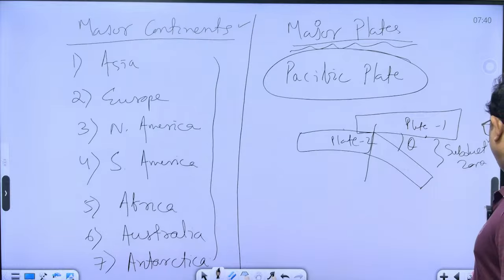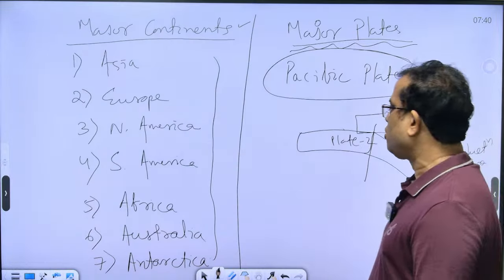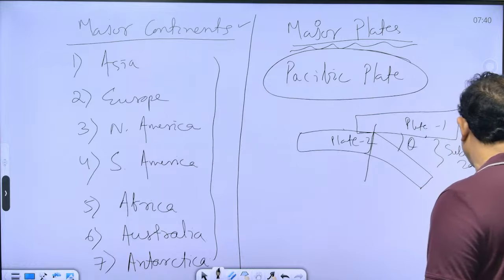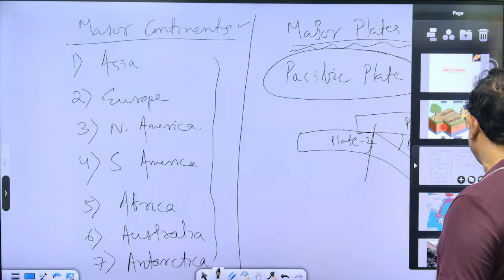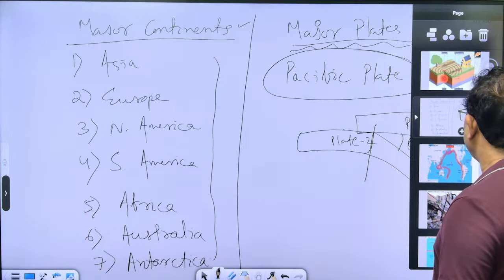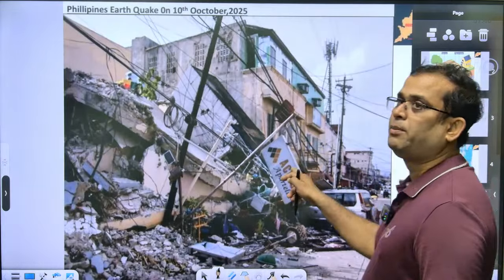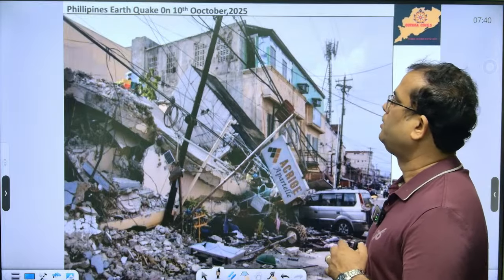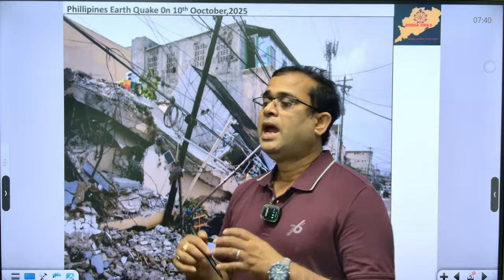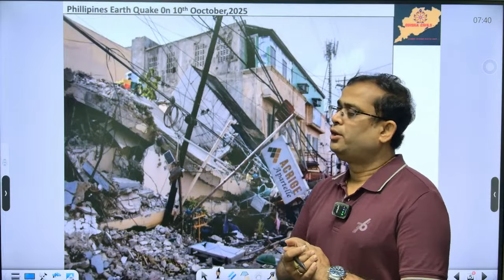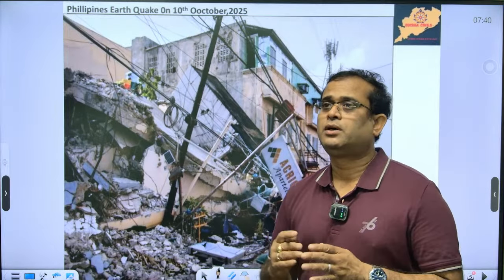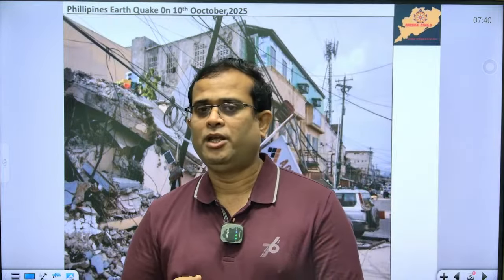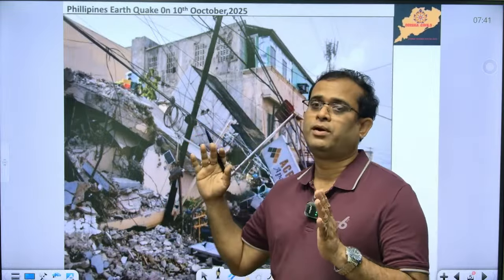Next we will see the effects of earthquakes, that is, the destruction of houses. If you see here, this is the destruction of houses, right? I'm coming again to this picture. Destruction of houses is like this one, right?